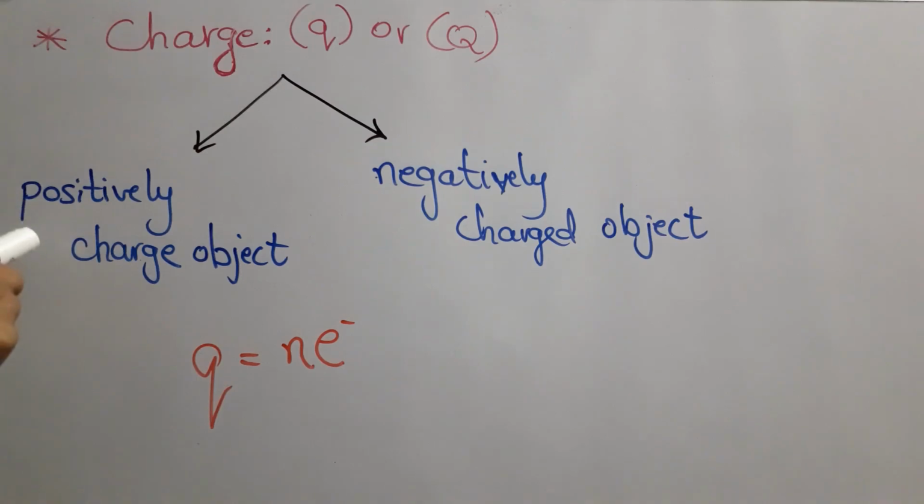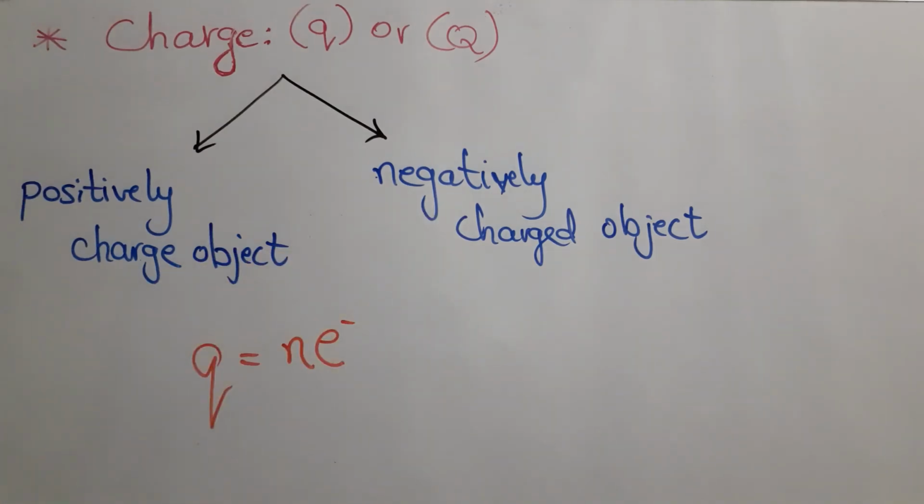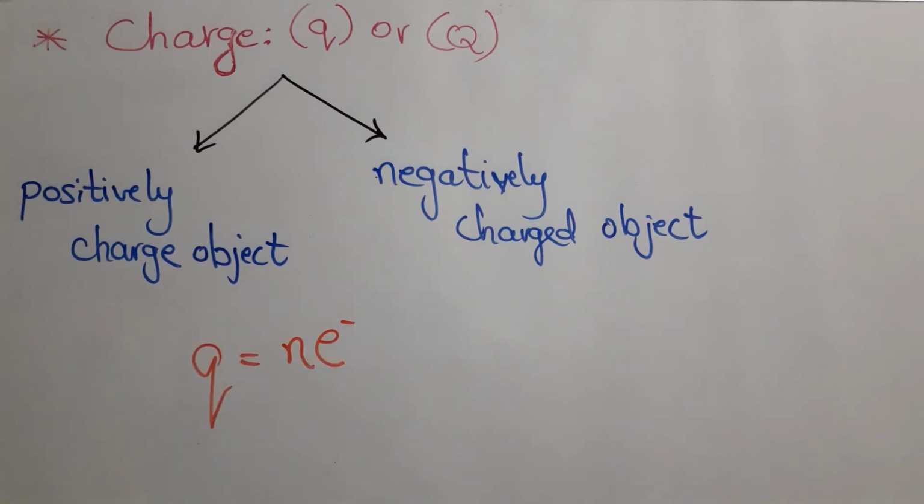Here, how many electrons are there in deficit? That is your N. And in the negatively charged object case, how many electrons are in excess? That is going to be your N, right? And the number of electrons multiplied by the charge of one electron will give you the total charge.